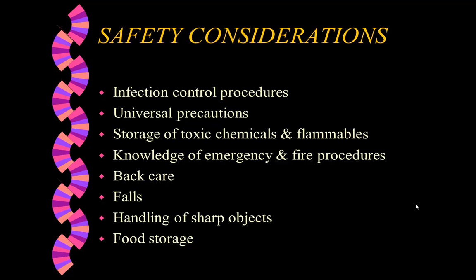Storage of toxic and chemical flammables. All toxic chemicals and flammables must be labeled and placed in the correct storage areas. For example, toxic chemicals can be cleaning supplies. All chemicals must be listed and have a material data sheet in the binder of what to do if a spill or ingestion happens with that chemical. The knowledge of emergency and fire procedures. It is everyone's responsibility to know and to be able to follow the emergency procedures. Drills are run yearly to keep up on your skills.